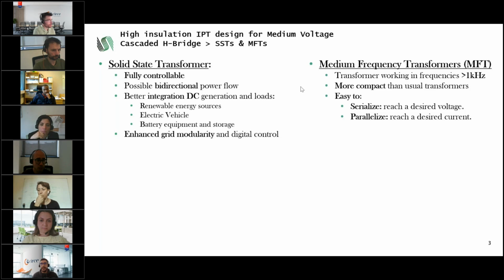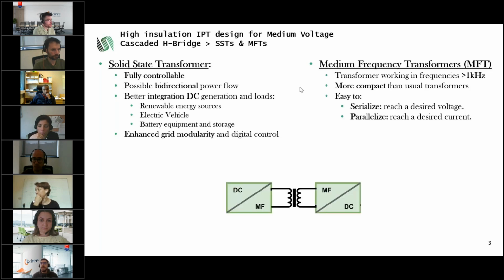and also improve the modularity of the grid. The core of this solid state transformer is the medium frequency transformer. It's like a Lego piece that allows us to serialize the converters in order to reach a desired voltage, or parallelize them in order to reach a desired current.